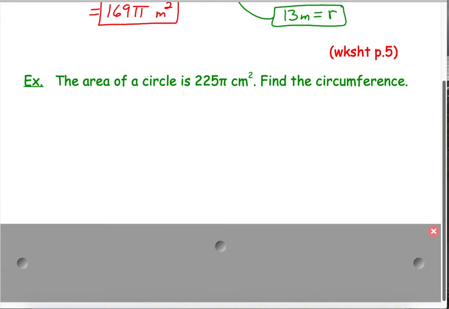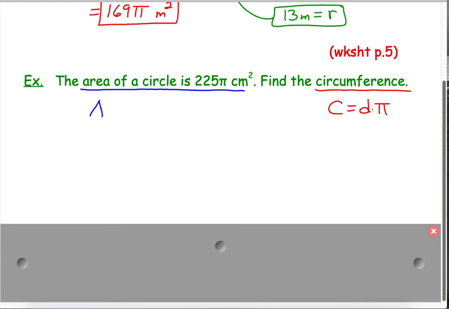All right, the last example I have says the area of a circle is 225 pi. So they're giving me the area of the circle. They want me to find the circumference. Well, circumference is equal to diameter times pi. So to find the circumference, I got to find the diameter. I have to use the information they gave me to find the diameter. So what did they give me?